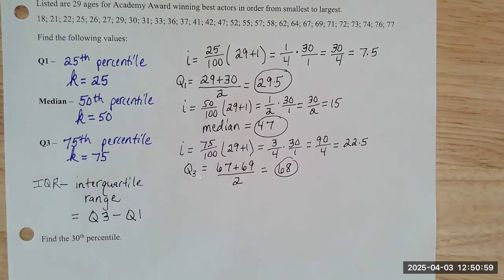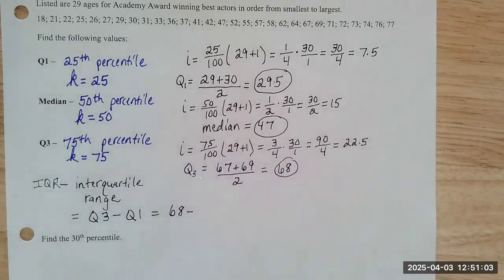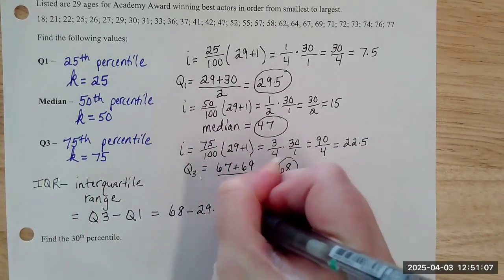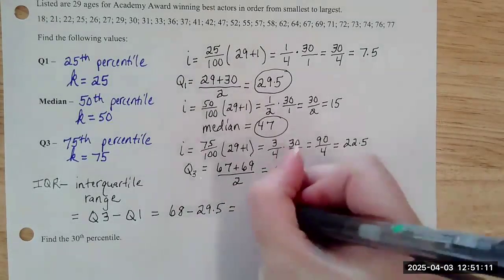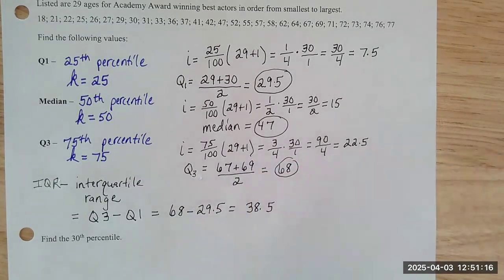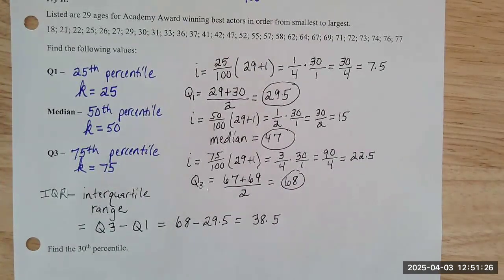Okay, well, we got the Q3. We said that was 68. And our Q1 we said was 29.5. So 68 minus 29.5 is 38.5. That's our interquartile range. So I'm going to pause right there and then go back to the start of the packet because now we've got enough stuff to fill in the beginning of the packet.